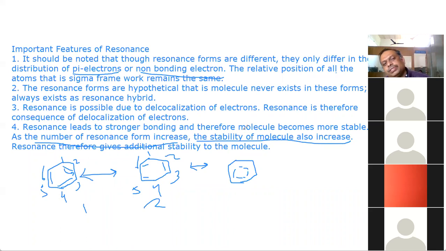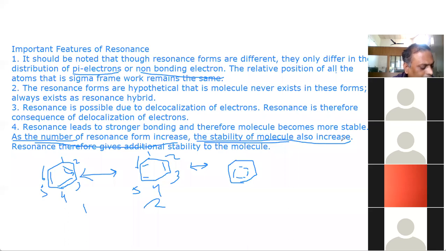Resonance is therefore a consequence of the delocalization of the electrons. Resonance leads to stronger bonding. Therefore, the molecule becomes more stable. Resonance gives strong bonding, and that's why the molecules acquire more stability. And as the number of resonance forms increases, the stability of molecules also increases. Underline this, it will be useful to you later. And resonance therefore gives additional stability to the molecules. This is about the important features.